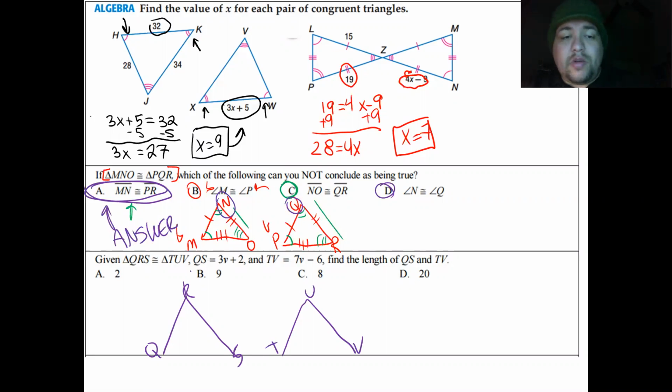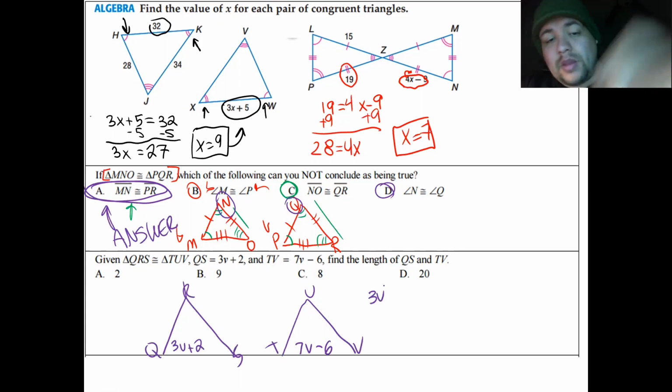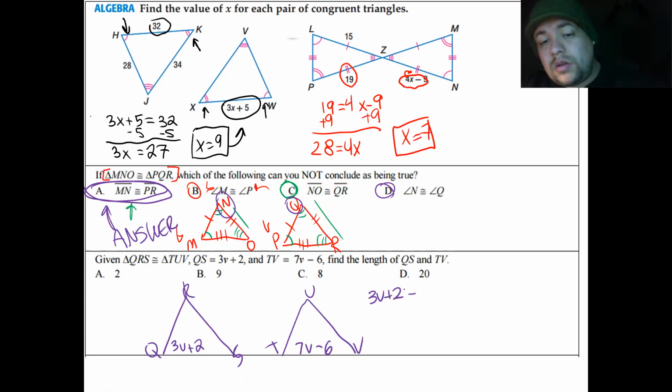And it tells me QS is going to be 3V plus 2. And then TV will be 7V minus 6. If we want to find the lengths of QS and TV, we know that they're congruent, so therefore we can set them equal to each other, find the value, and plug it into either one of those because either one would work for us. So what we want to be able to do is do 3V plus 2 is equal to 7V minus 6. We want to be able to use our rules to solve this out.